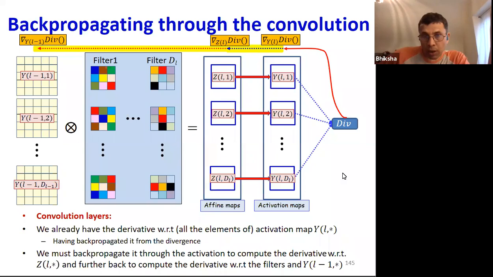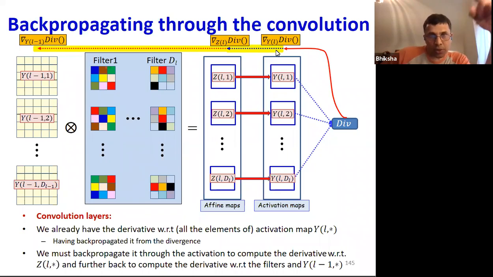So for the convolution layer, you're going to assume that you've got the derivatives all the way to the activation maps, which means that you have computed the derivative of the divergence with respect to every element of every activation map in the Lth layer.